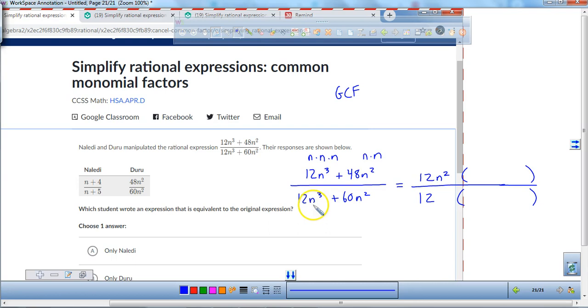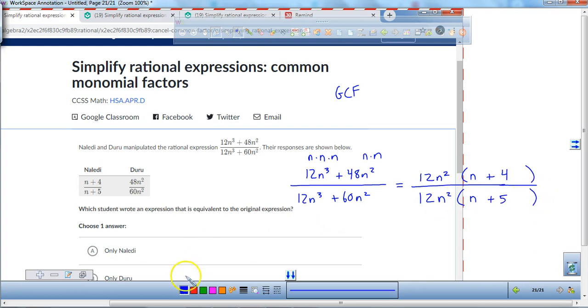Over here we can factor out n squared out of this, and we can factor out n squared out of this. So what does that leave me with? If I factor out a 12n squared out of this, all I'm left with is just one variable, n. If I factor out 12n squared out of this, I'm left with a 4. Over here we have 12n cubed. If I factor out 12n squared, I'm left with an n. And down here I'm left with a 5.